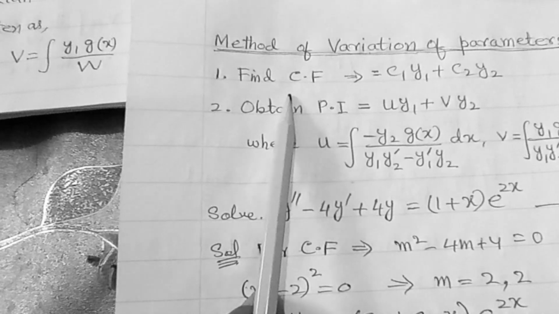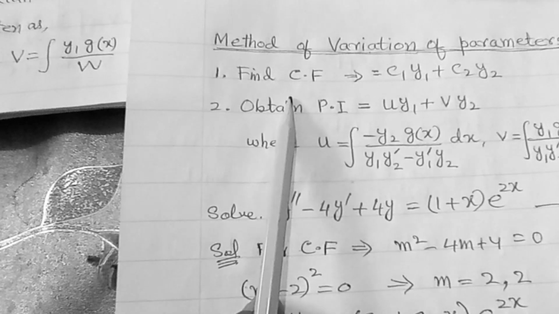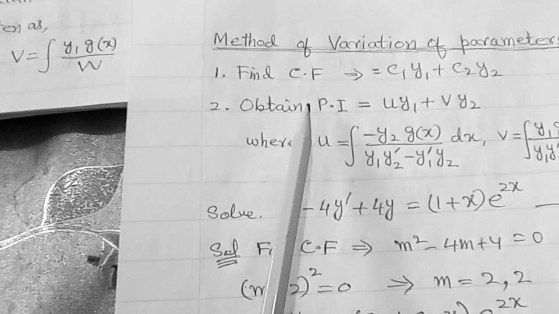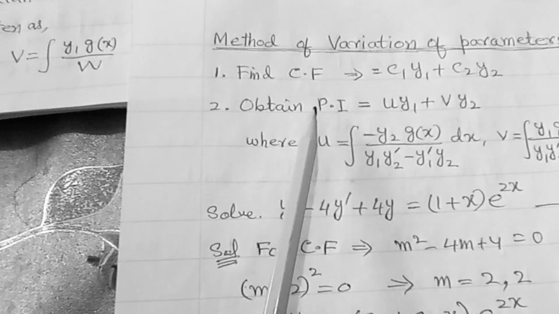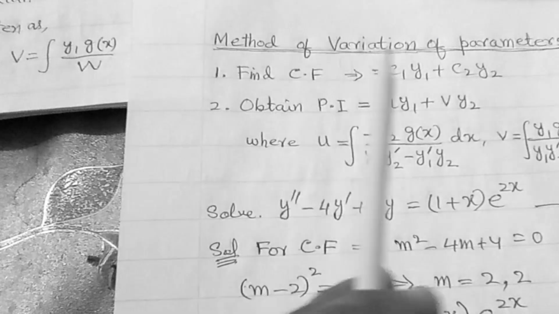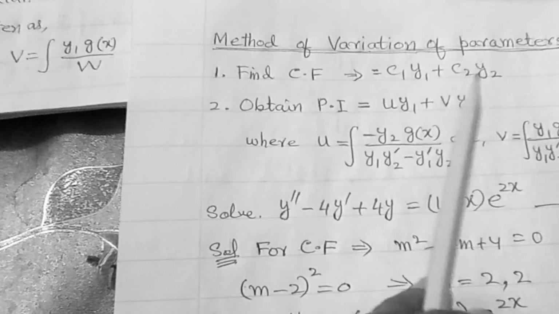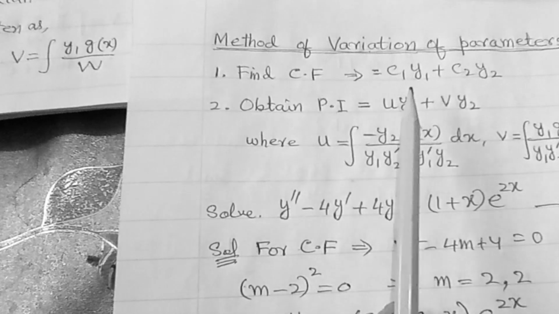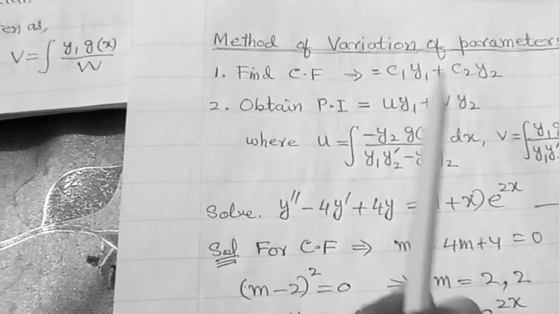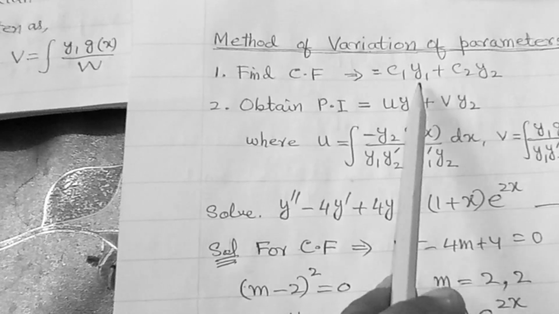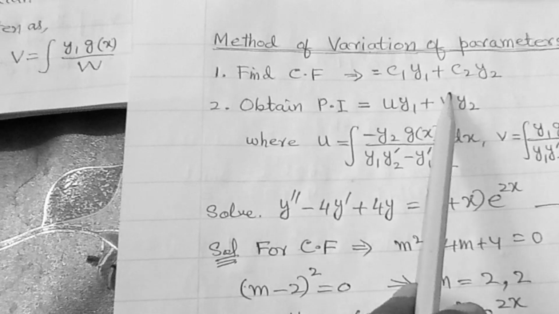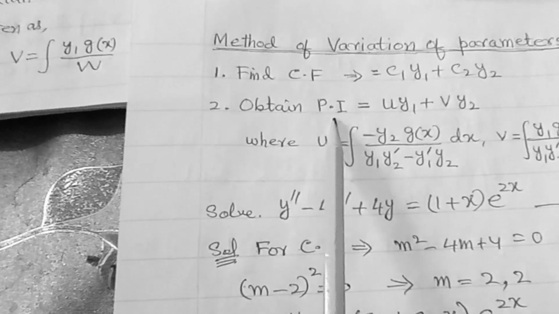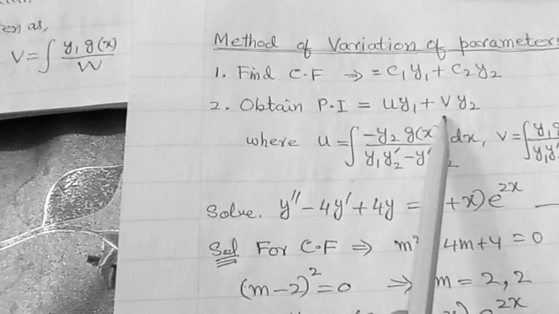We find the complementary function using the ordinary method, as we have used to pursue the solution of an ordinary higher order differential equation, and it can be expressed as C1 y1 plus C2 y2. So we will write our complementary function as C1 y1 plus C2 y2. It means we obtain the values of y1 and y2 from the complementary function, and we use these y1 and y2 to pursue the solution of the particular integral, that is u times y1 plus v times y2.